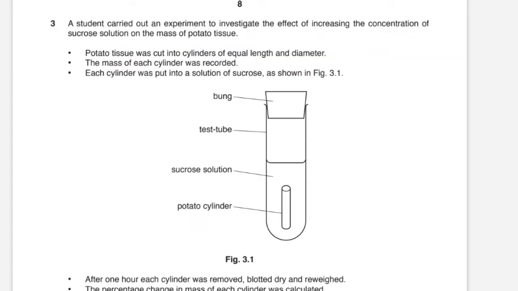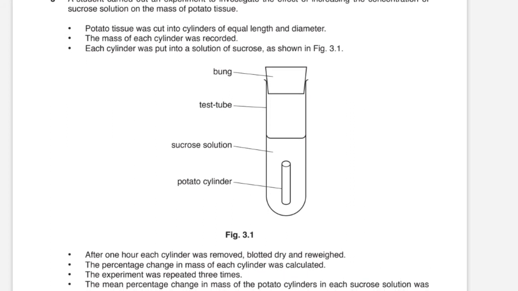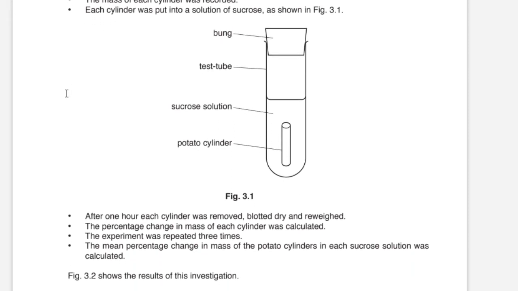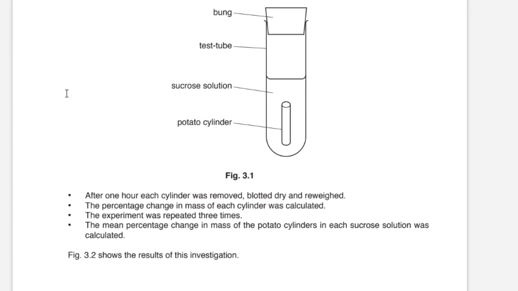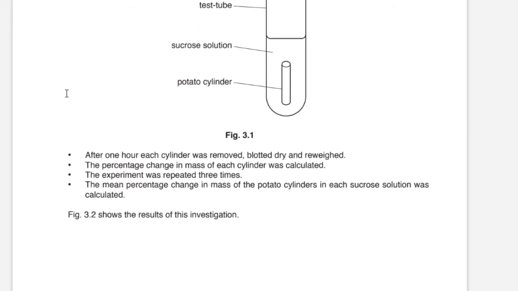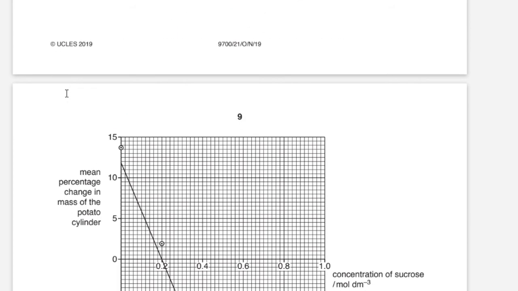3. A student carried out an experiment to investigate the effect of increasing the concentration of sucrose solution on the mass of potato tissue. So these potato tissue were cut into cylinders of equal length and diameter. The mass of each cylinder was recorded, and each cylinder was put into a sucrose solution as shown. After 1 hour, each cylinder was removed, blotted dry, and reweighed. The percentage change in mass of each cylinder was calculated, and the experiment was repeated thrice. The mean percentage change in mass of the potato cylinders in each sucrose solution was calculated, and figure 3.2 shows the results of this investigation.